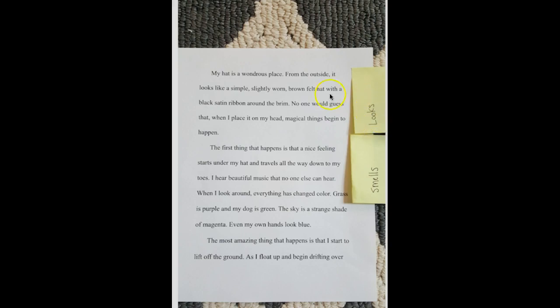I wrote "looks" because in my first paragraph, I do a great job of describing how the hat looks. So it says, "My hat is a wondrous place. From the outside, it looks like a simple, slightly worn, brown felt hat with a black satin ribbon around the brim." So I did a really great job describing how it looks. However, this would also be a great spot to talk about how the hat smells, which I did not do. So in the margins, I have my sticky note that says "smell," so that way I know to go back to this area and add details about the smells.